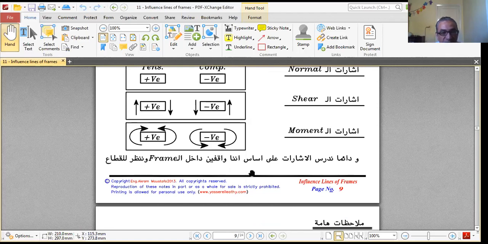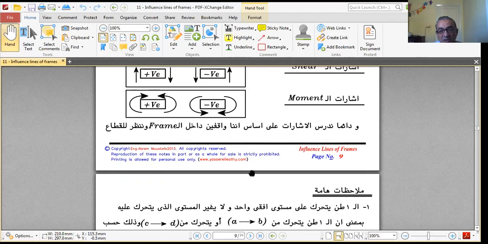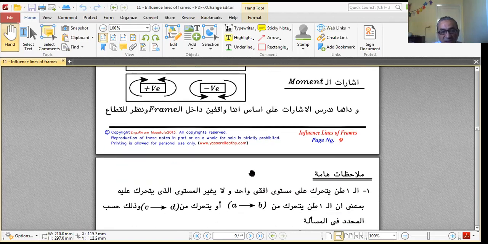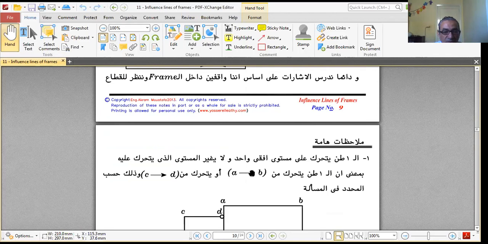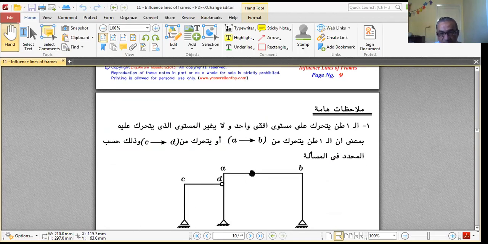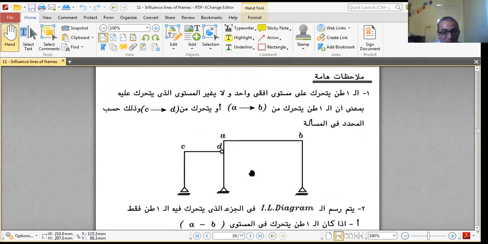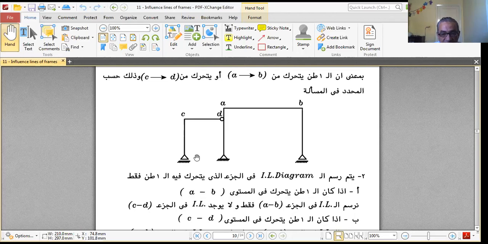And for frames, we stand inside the frame and look at the different members, and this is how we calculate and put the size for frames. Important notes: when the one ton moves on a horizontal plane, let's say only on AB, not on CD, it doesn't change the level. So the one ton moves from A to B or moves from C to D.